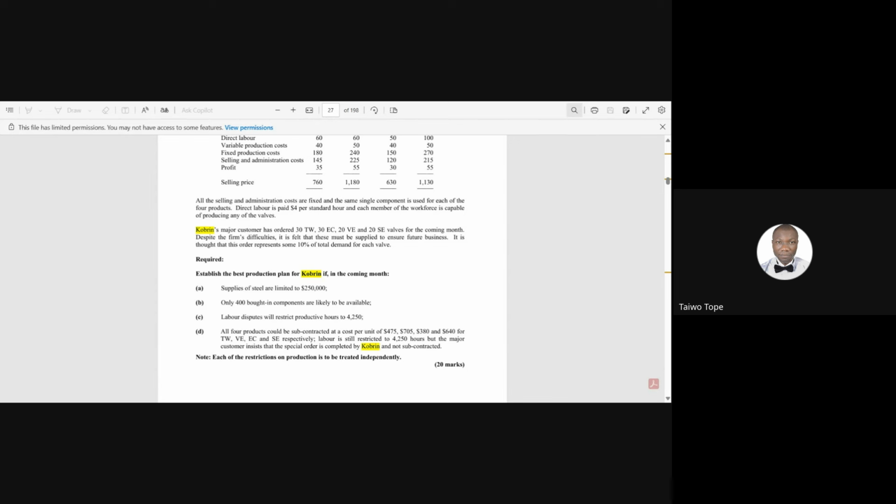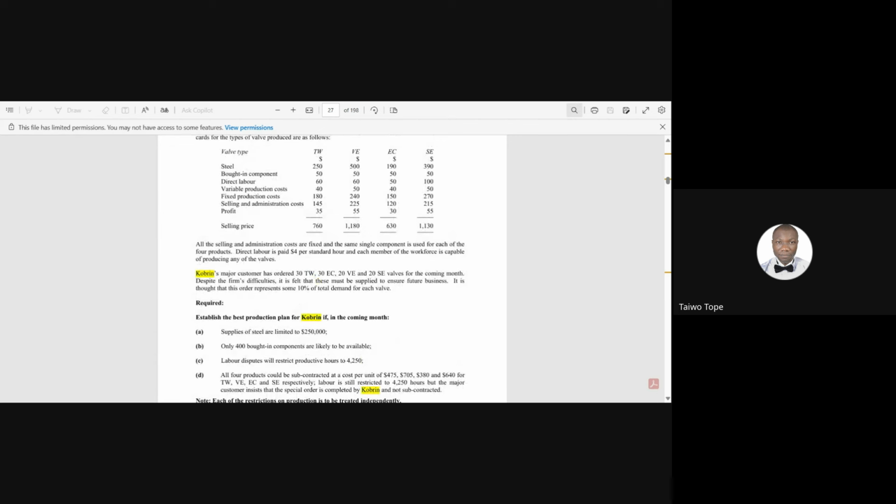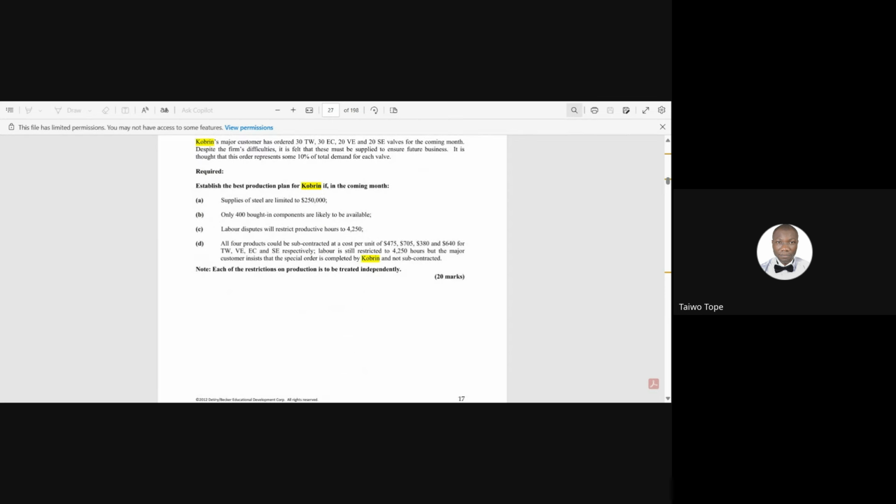But before you do that, there is something you must determine. You must determine your contribution per limiting factor. Since the limiting factor here is the cost of obtaining steel, it means the cost of obtaining one steel here is 250, here 500, here 190, here 390. So you have to link that to this value.